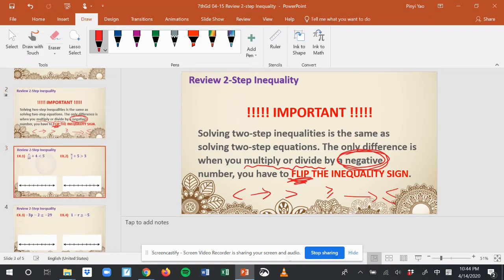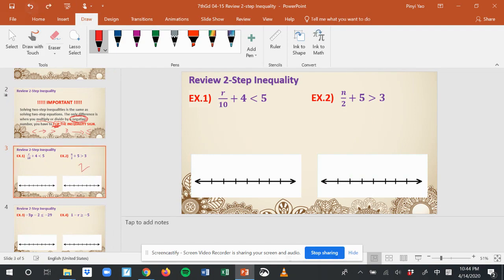Okay, now let's get into some examples. So first, number one. When we are solving inequality, we do it exactly as solving an equality. So we draw the line, and we start with a number that's further away, which is this plus 4. In order to get rid of it, we need to subtract 4 on both sides. So that is gone. We got r over 10 is less than 1. And next, since this is an over 10, the opposite operation, that's times 10 on both sides. Now that is gone, so we got r is less than 10.